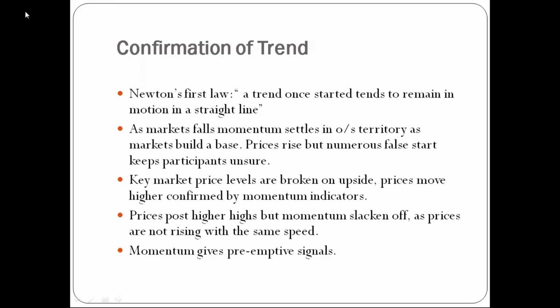The key market price levels are broken on the upside and prices move higher, confirmed by the momentum indicator. Then the previous resistance breaks out, the previous supports come into action, and we get a higher high, and the momentum indicators confirm that the market has turned, right? So in this way, the momentum indicator and price confirmation are both with us now. We are making higher highs, and the momentum indicators have turned up. This tells us that the market is increasing.